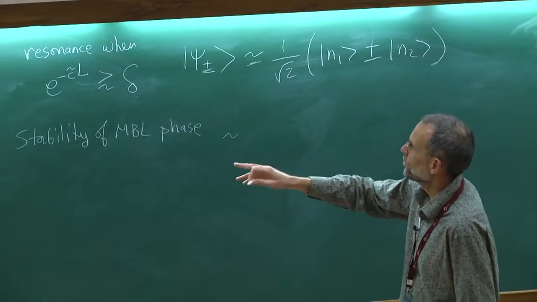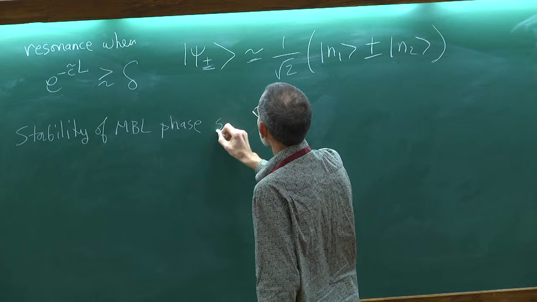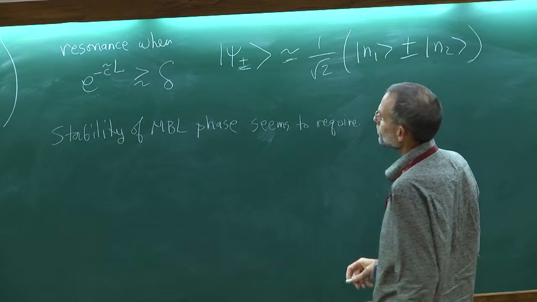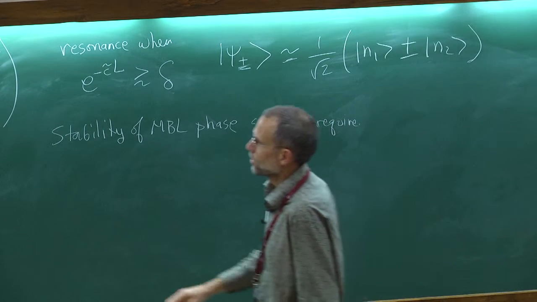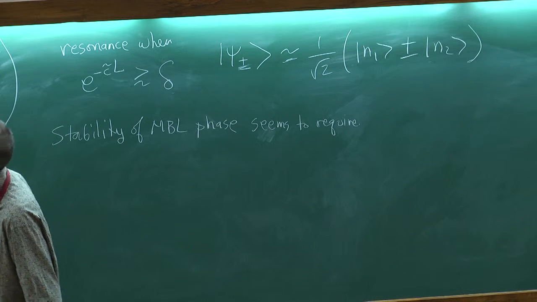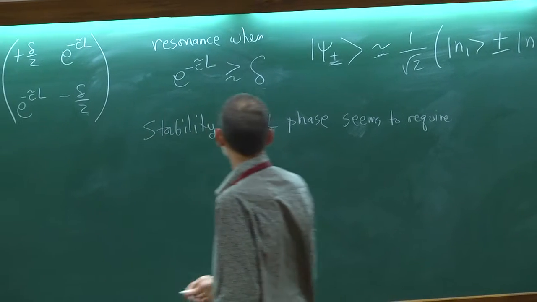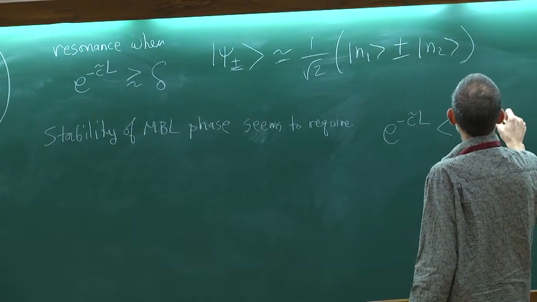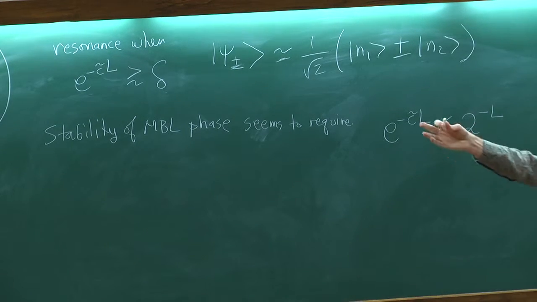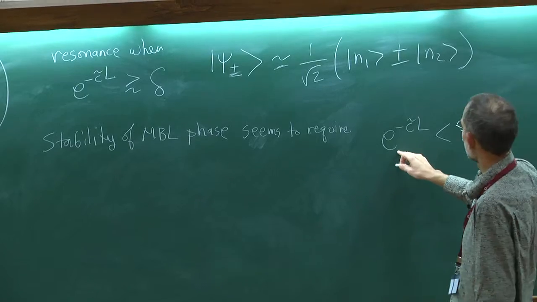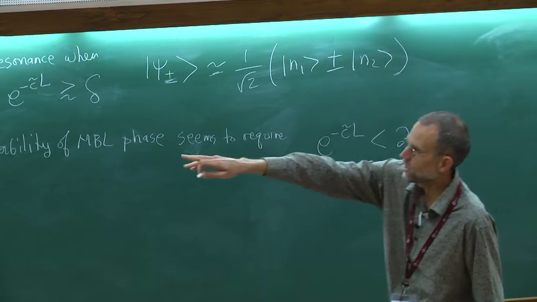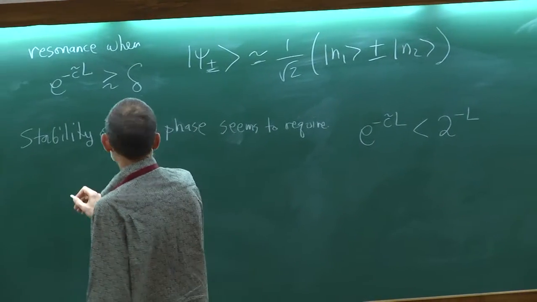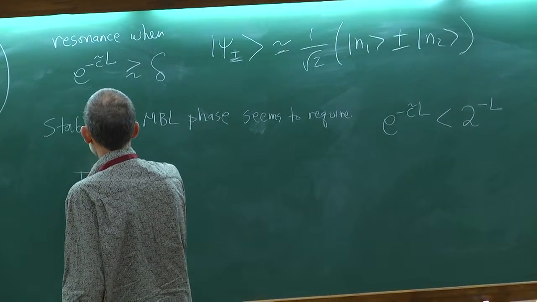So naively, stability of the many-body localized phase seems to require that the typical matrix element goes down exponentially faster than the typical level spacing, right? So that would be e to the minus c twiddle L less than 2 to the minus L, right? And so that's just a small enough j, right? Because we know we can make this decay faster than this just by taking j small enough, right? Okay. And so that's one comment, okay?